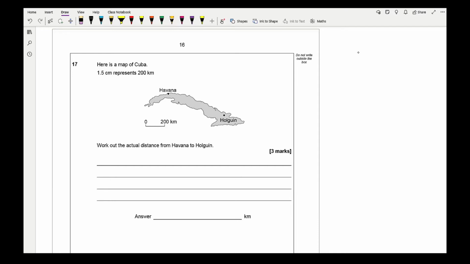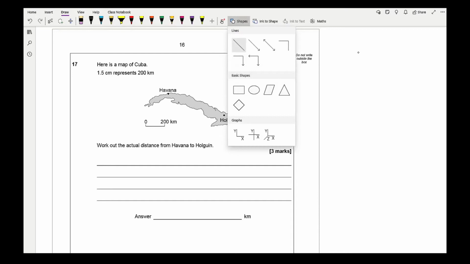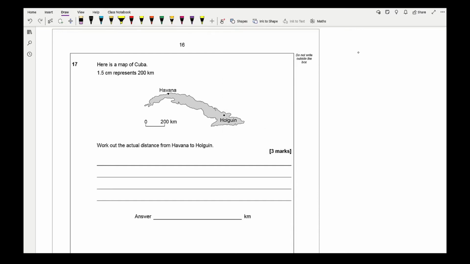Now, in terms of this, the first thing we need to do, as accurately as we can, is to draw a straight line from Havana to Holguín. It just makes it a little bit easier when you're using your ruler to do just that. Let's try this again, and get it to Holguín. There we go. So what we want to do is measure what this distance is.